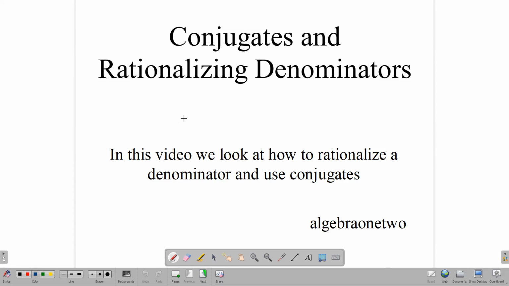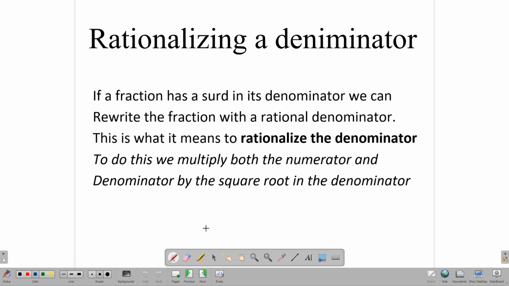We are looking at some more surds, and in this lesson we are going to be focused on conjugates and rationalizing denominators. We are going to be looking at these individually. So we want to look at how to rationalize a denominator, and we want to use conjugates. Now, let's start first by understanding what we mean by rationalizing a denominator.